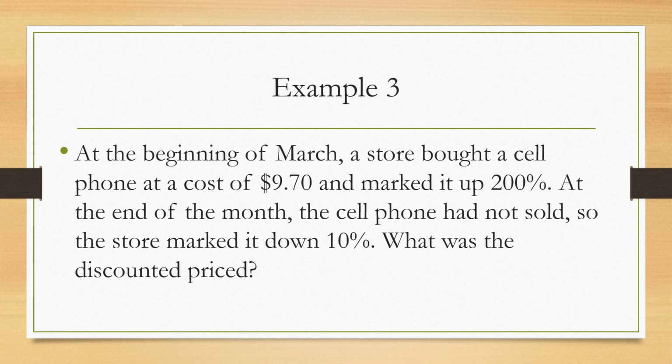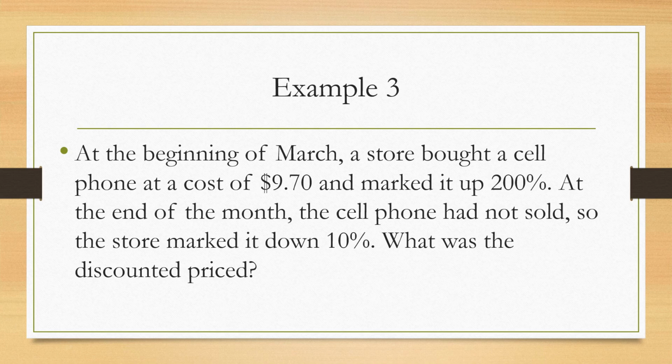At the beginning of March, a store bought a cell phone at a cost of $9.70 and marked it up 200%. At the end of the month, the cell phone had not sold, so the store marked it down 10%. What was the discounted price?